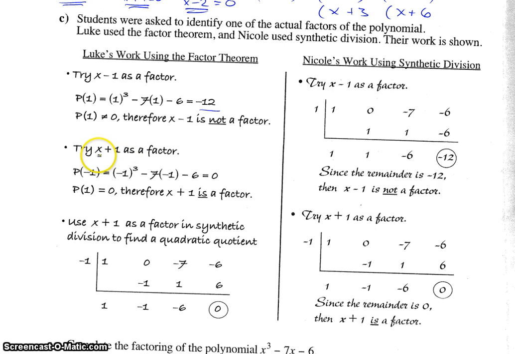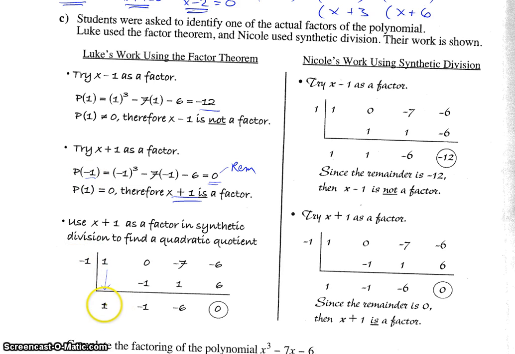So then he tried x plus 1 as a factor. So he tried negative 1 in for x. It equals 0. That's our remainder. So therefore, x plus 1 is a factor. So then he did synthetic division with that. So x equals negative 1 goes here.